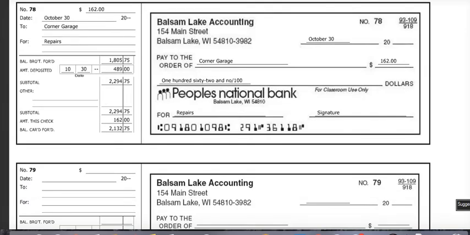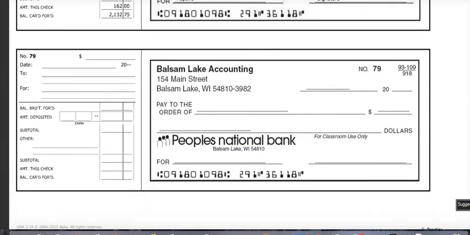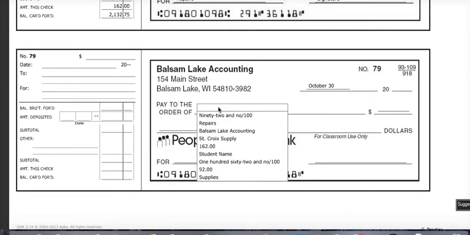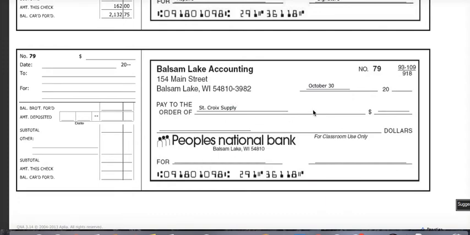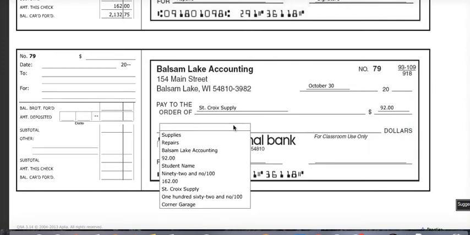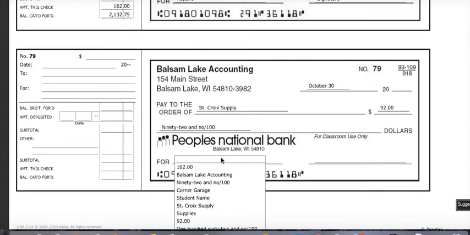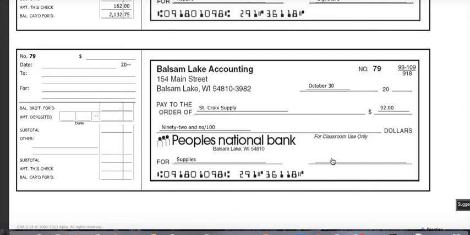Direction B states that we need to write check number 79, which is right here, out to St. Croix Supply for supplies. Okay, so we know that check number 79 is going to be used for St. Croix Supply for supplies, like I just stated. So we're going to fill out the check first. Date is going to be October 30th again to St. Croix Supply. It was for $92. And it was for supplies. And we need our signature last.